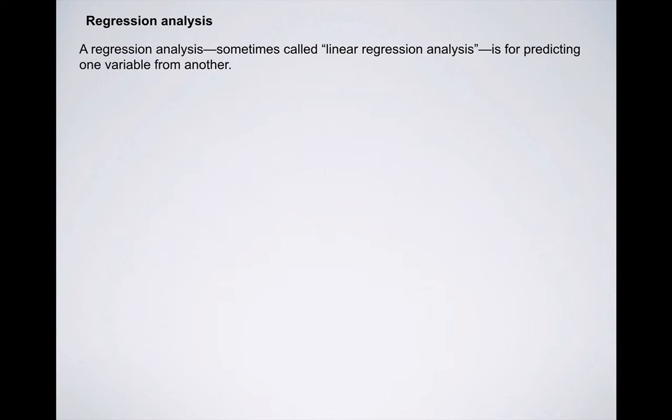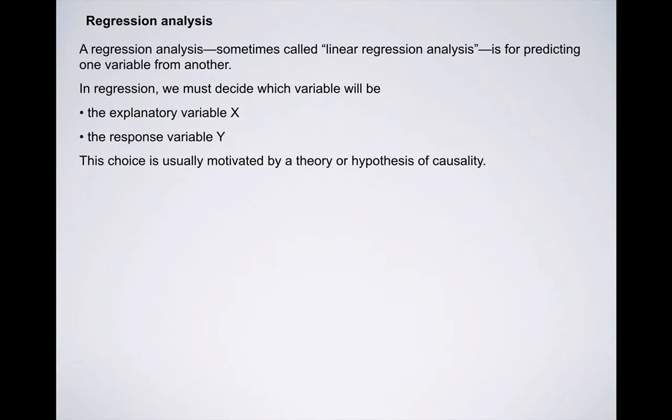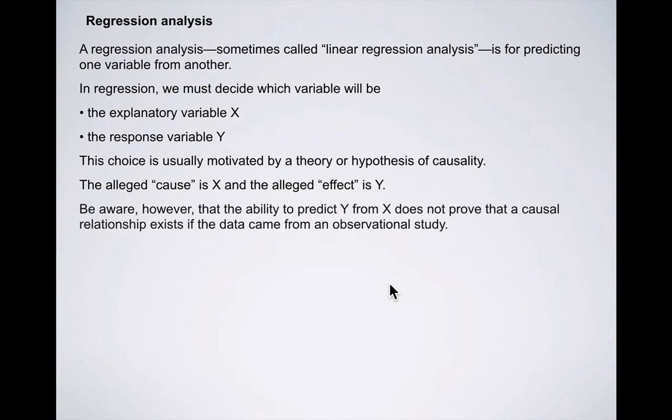So a regression analysis, sometimes called linear regression analysis, is for predicting one variable from another. In regression, we must decide which variable will be the explanatory X variable, or the independent variable, and the response variable, or the dependent variable. The choice is usually motivated by whatever theory or hypothesis of causality, and I'm going to talk a little bit about that later on. And so the alleged cause is X, and the alleged effect is Y. So be aware that the ability to predict Y from X does not prove that a causal relationship exists if the data came from an observational study.